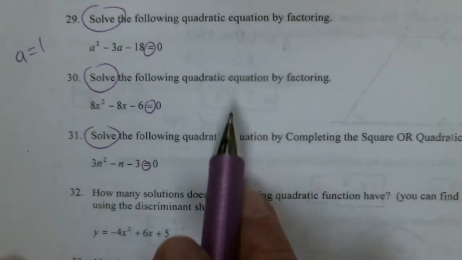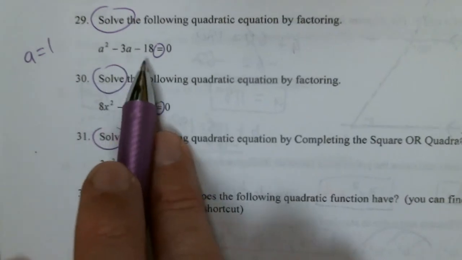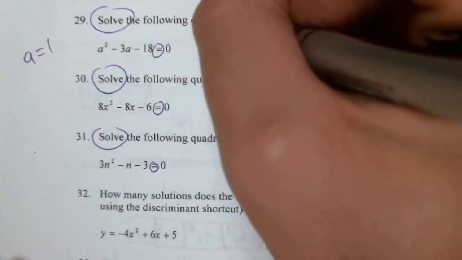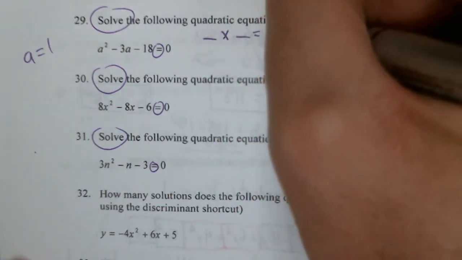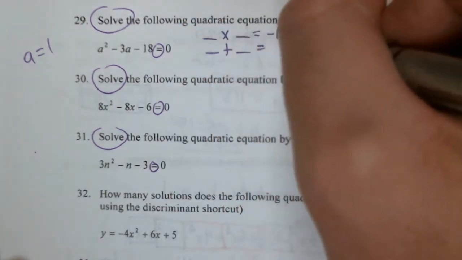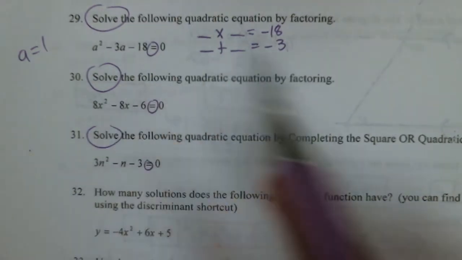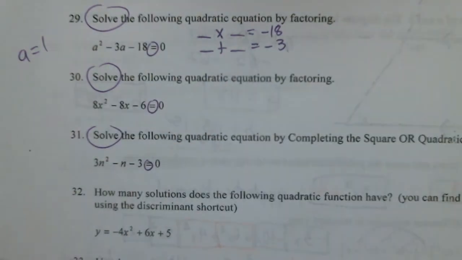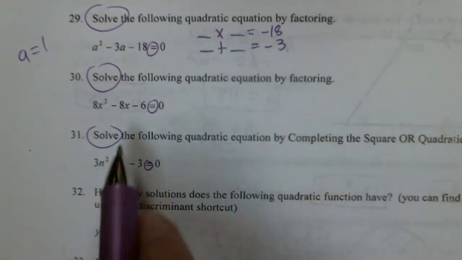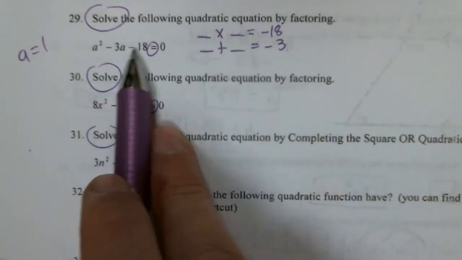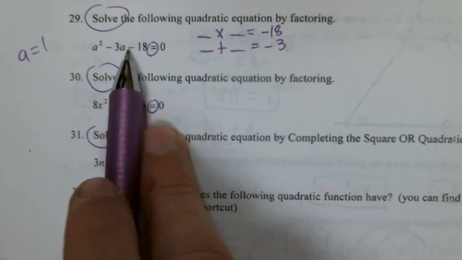All right, so I need to solve this by factoring. This is a equals 1. What are the factors of negative 18 that add to negative 3? What times what equals negative 18? What plus what equals negative 3? Once again, if you're not good at this, you can type it into your calculator. Hopefully these are smaller numbers and you should be able to do this. The two numbers that multiply to give you 18: 1 and 18, no, that doesn't work. 2 and 9, no, that doesn't work. 3 and 6, okay. So the question is, I've got 6 and 3.